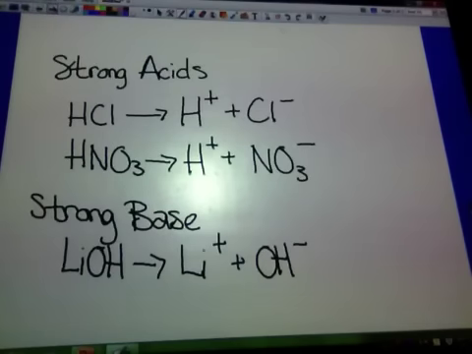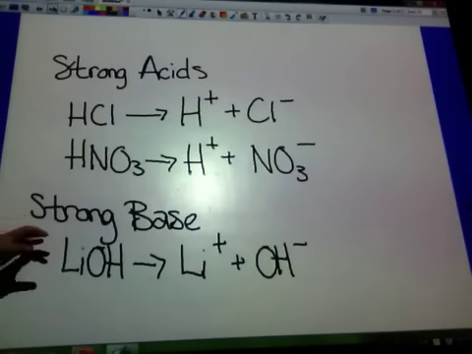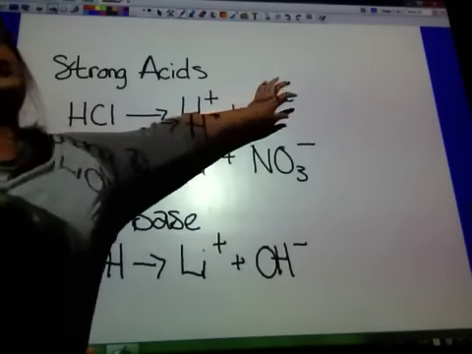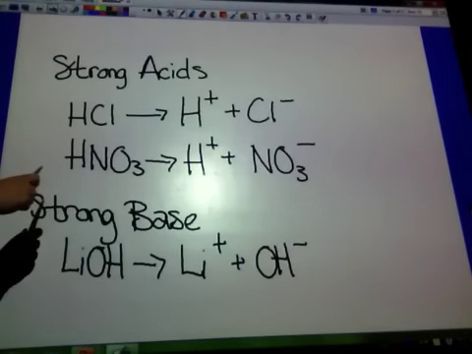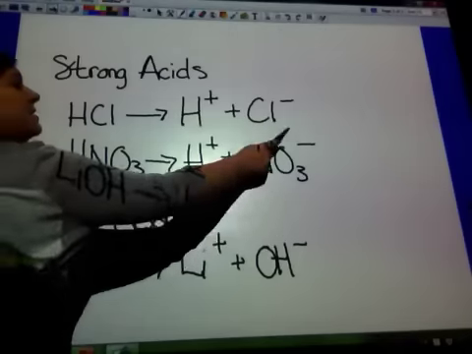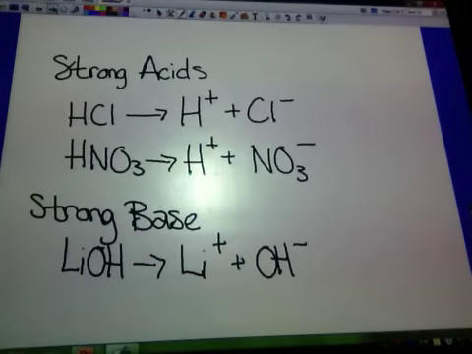In terms of strong acids or strong bases, what makes an acid strong is that it completely dissociates into its ions once it's in water. So if I have HCl and I add that to water, I am going to get hydrogen ions and chloride ions. I'm not going to get any extra HCl as a product. It completely breaks apart to its ions. If I look at HNO3, that's another strong acid, it will do the exact same thing. It's going to break apart into hydrogen ions and then nitrate ions, and I'm not going to have any extra HNO3 on the product side.